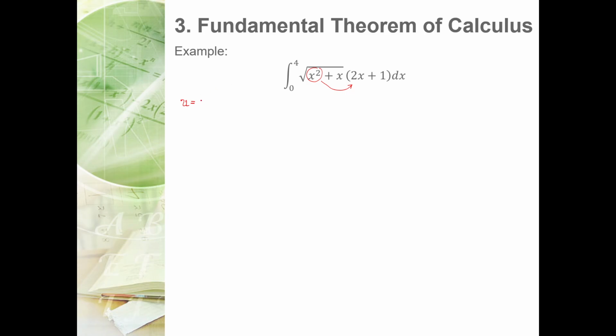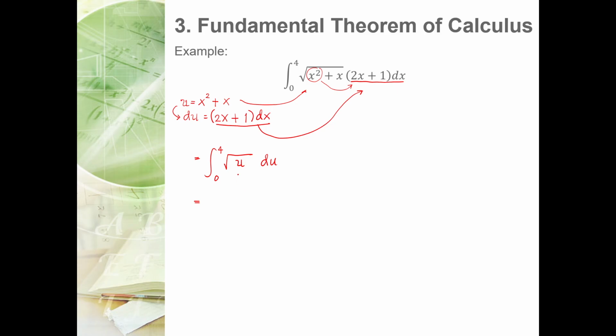So let u be the value inside the integral symbol. So x squared plus x. Then getting the derivative, so you have 2x plus 1, di ba? Then dx. So jackpot, di ba? So the outer term, 2x plus 1, is the derivative of u. So meaning we can have this one as the integral from 0 to 4, then the square root of u du.